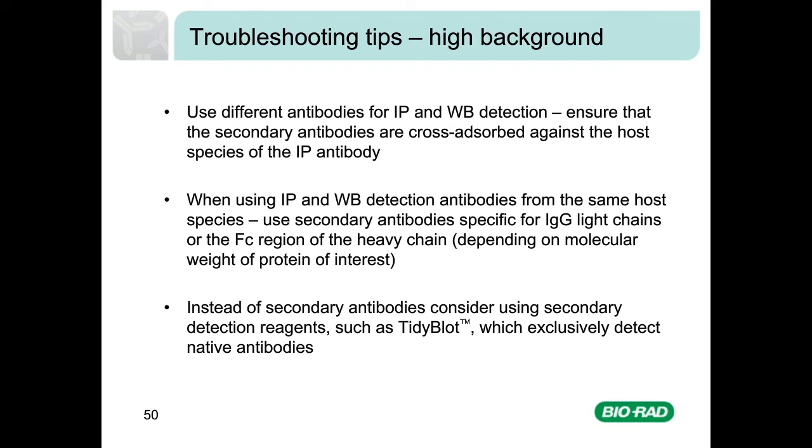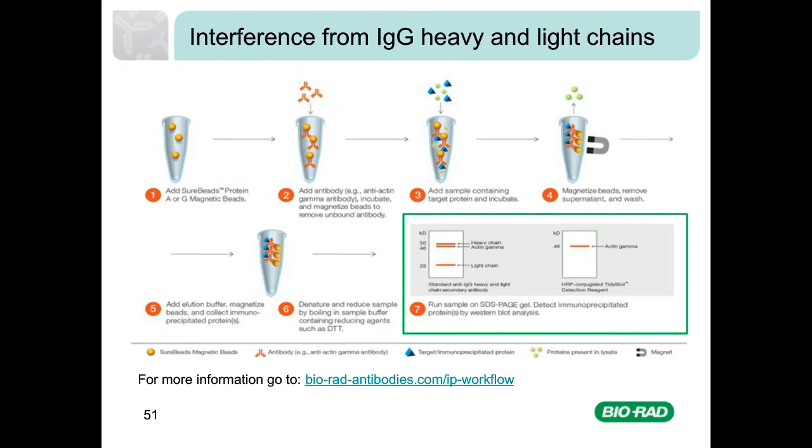You can avoid detection of the IgG heavy and light chains entirely by using detection reagents such as TidyBlot, which exclusively detect the native antibodies. You may remember this slide from the beginning of the webinar, when I showed you the different steps of an IP experiment. I would now like to focus on step 7, the Western blot detection of IP samples.